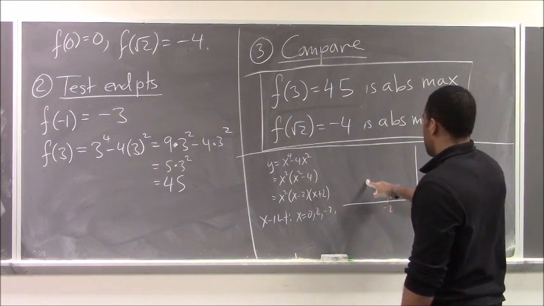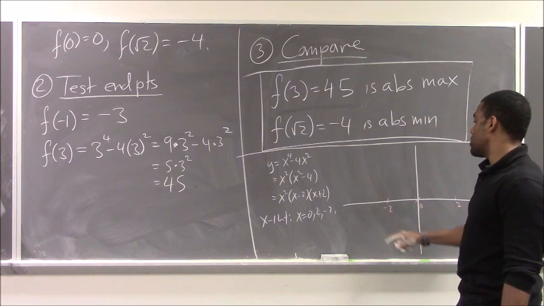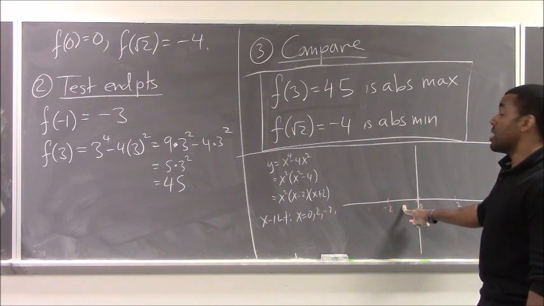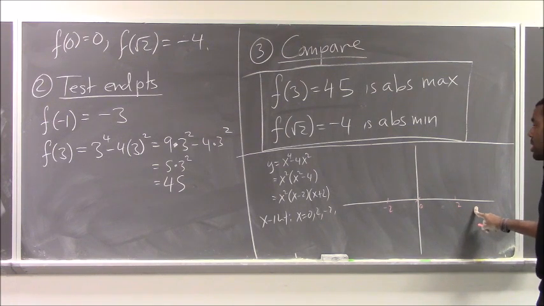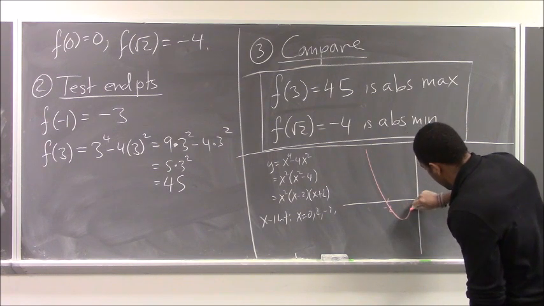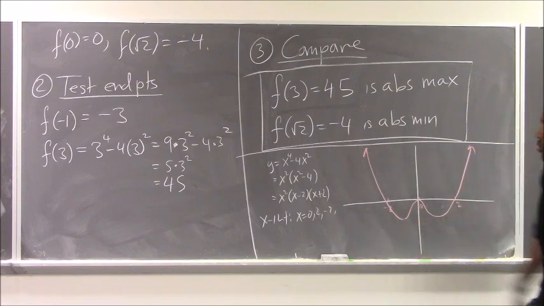And by testing values, like plugging in x equals minus 3, you'll see you get a positive answer. X equals like minus 1, you'll get a negative answer. X equals 1, you get a negative answer. X equals 3, you get a positive answer. You'll figure out that the graph looks like this. It's a W.